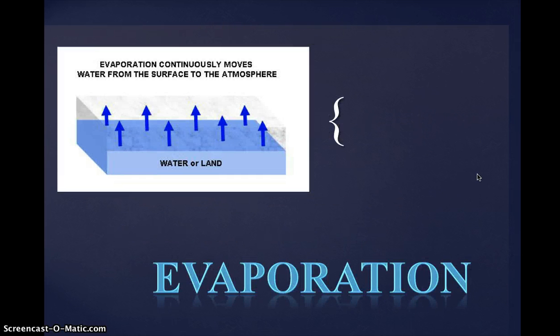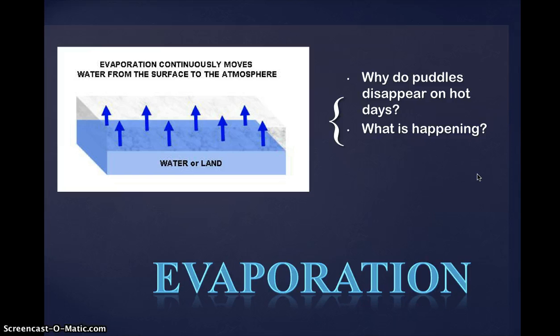Okay, let's start off with evaporation. Why do puddles disappear on hot days? What's happening? You might see a puddle at the beginning of the day, come back a few hours later and it's gone. Well, the water is turning from a liquid to a gas. So like I was saying, when it gets hot, the molecules spread apart and they turn into a water vapor and rise into the atmosphere.